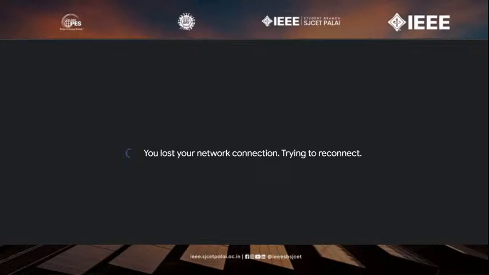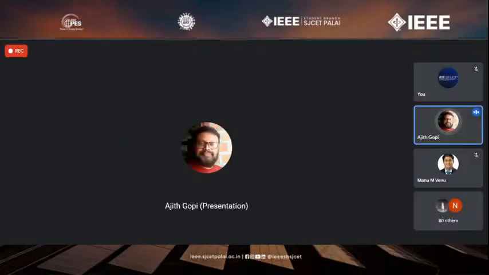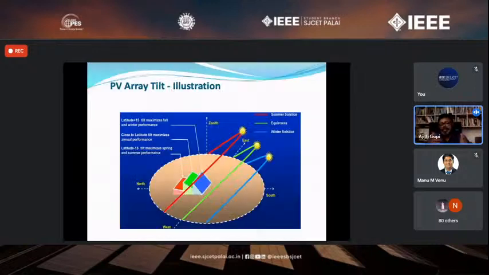Remember it? My second lesson is your tilt angle will be equal to the latitude. As a compromise, it's a fixed tilt. Remember, it is a fixed tilt. It is not a tracking. You have single axis tracking, you have double axis tracking in PV systems.